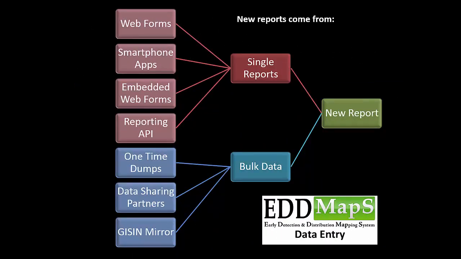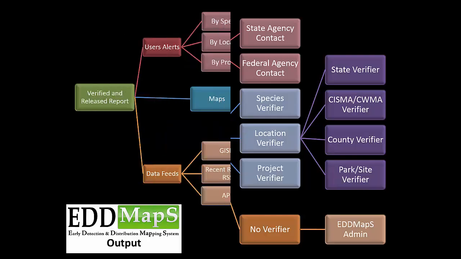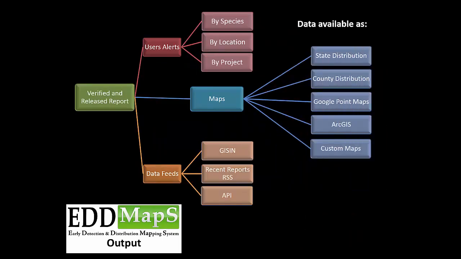This flowchart shows some of the many different sources for reports that are entered into EDDMapS. This flowchart shows the verification process for each new report entered into EDDMapS. Verification of data is always important in any scientific process. This flowchart shows how the data in EDDMapS is used, and also how you can use the data for your projects, reports, and management plans.